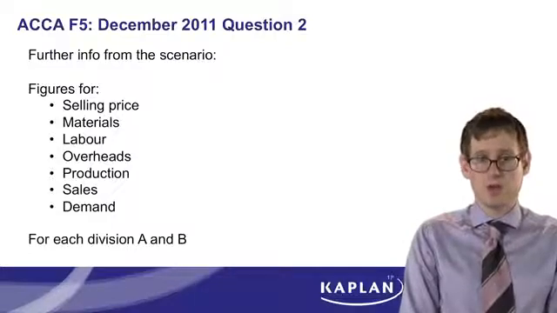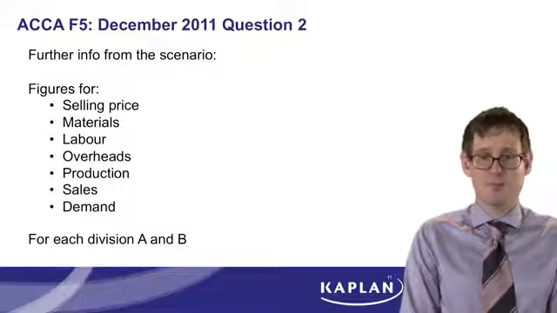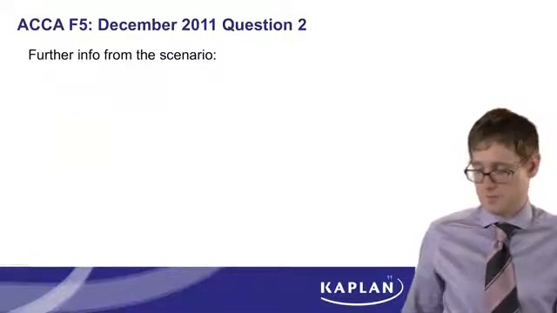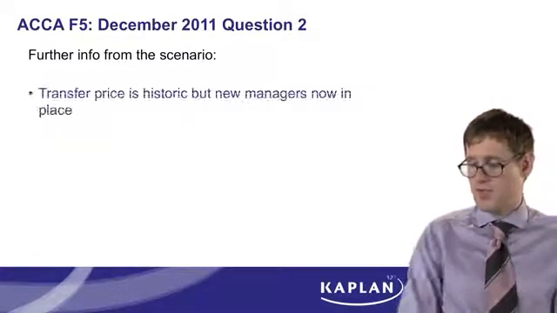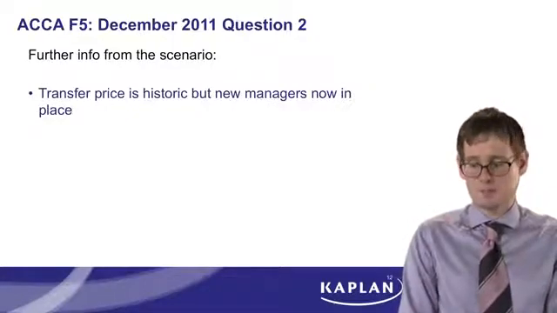The examiner's been quite nice in this question. He's laid out, or she has laid out, the information in a very easy to understand manner, separating out both Division A and B's figures. What other information though have we got from the scenario? This will help us in parts B and C.